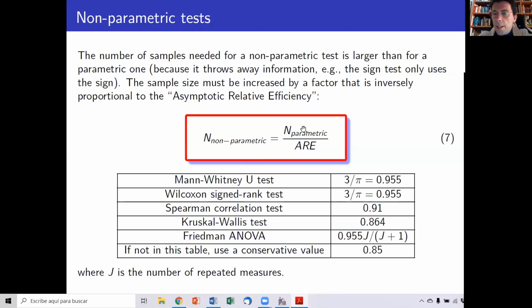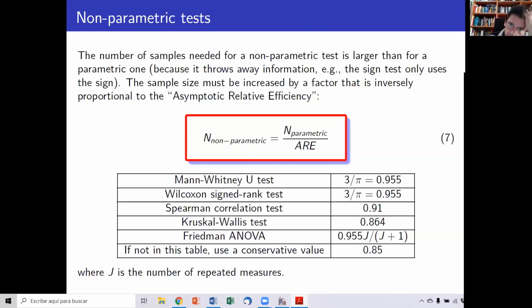And it makes sense with respect to what we were saying before, that the more information that I add into the system, the fewer number of samples I will need. In a parametric test, you are adding more information because you are saying that the data is Gaussian. If you don't have that information available, then the non-parametric test will need more samples to be able to show the same as the parametric test.